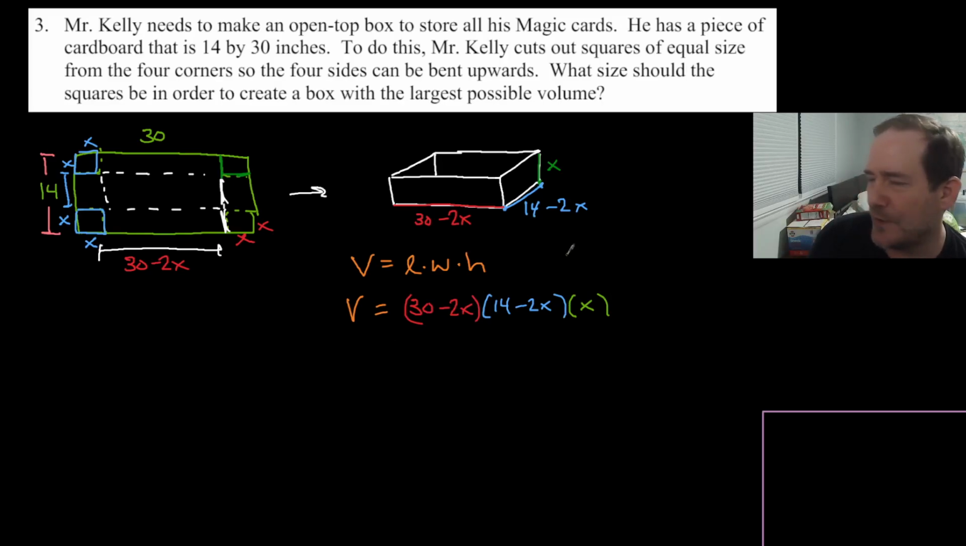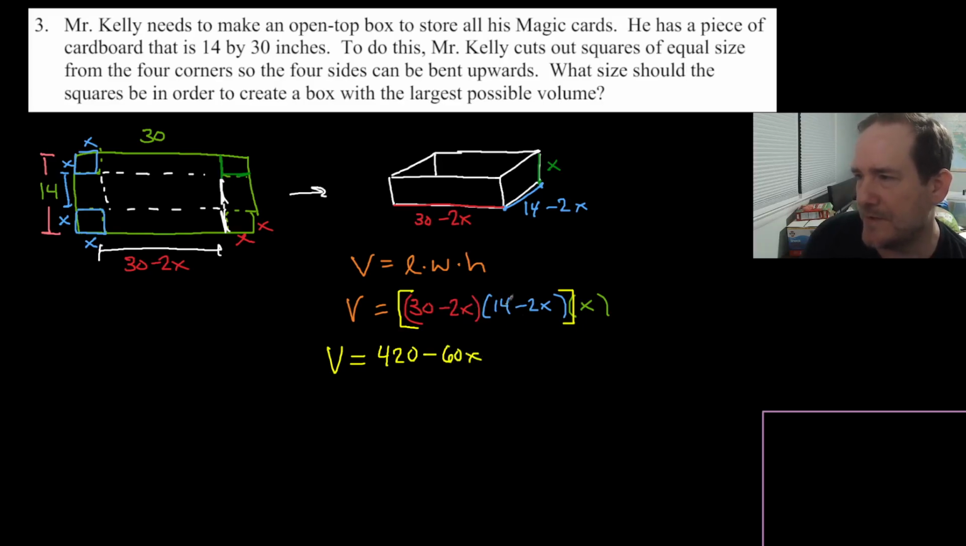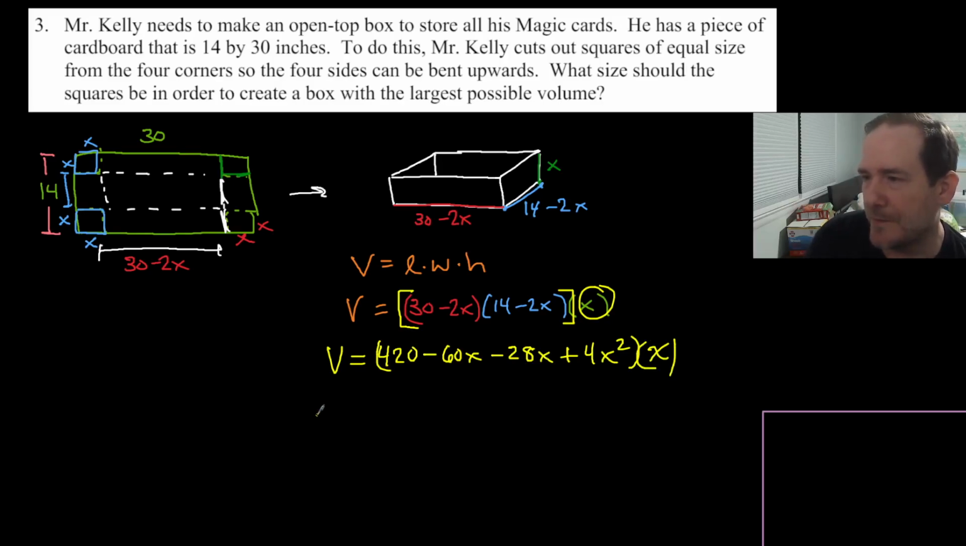So if I want to have any hope of differentiating V, I should probably expand this out rather than trying to do some triple chain rule thing. So I would take the first two terms first. You're just foiling. So V is going to be 30 times 14, which is 420. Then it's going to be 30 times 2, so negative 60x. Then the middle terms are giving negative 28x. And then negative 2x times negative 2x will be positive 4x squared. And then don't forget, you still have another factor of x that would be distributed onto this whole thing. So two birds, one stone.